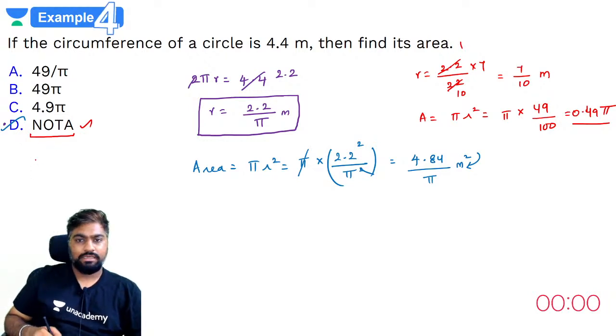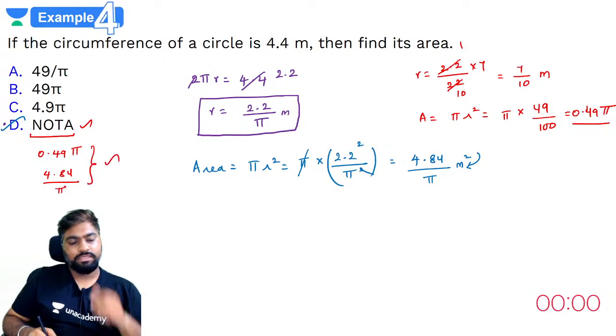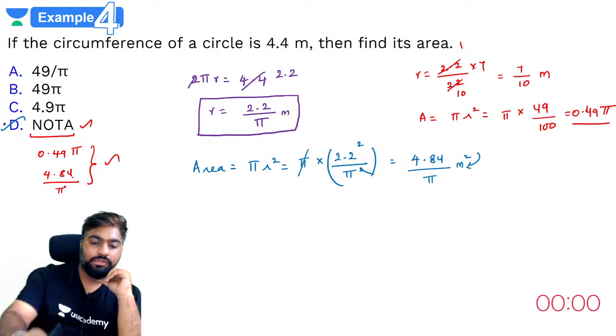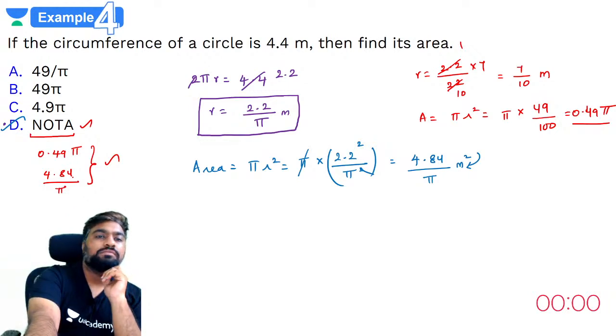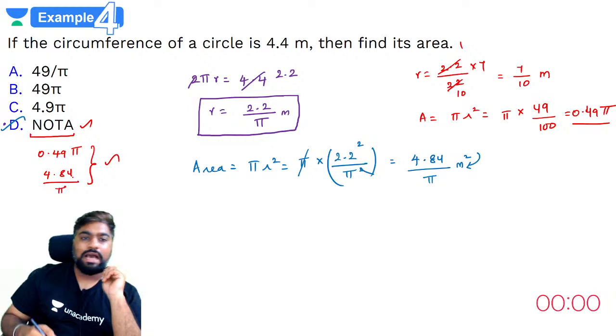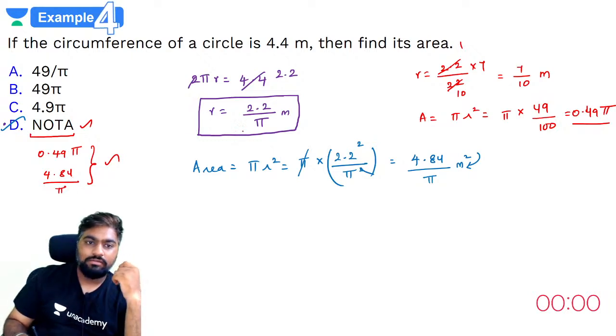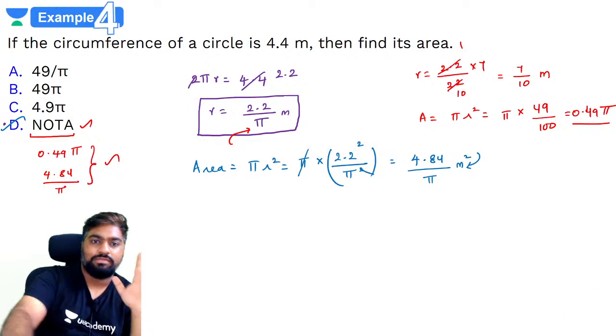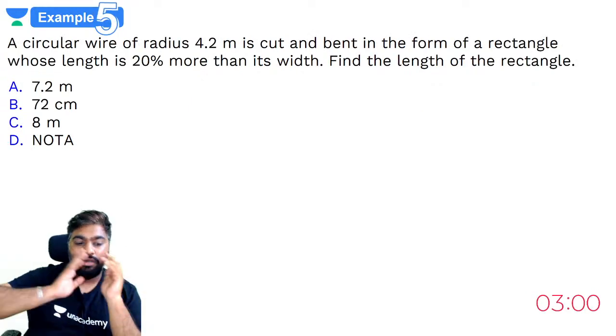So it is either 0.49 pi or it is 4.84 by pi. Either one of the two. Both of these are right. Done. But if you are asking me, it's better to keep it in terms of pi, because the value of pi as 22 by 7 is an approximated value. But okay, I'm just saying random words coming out of my mouth.